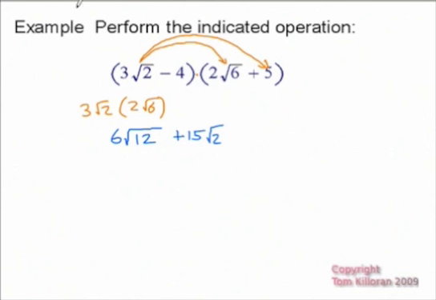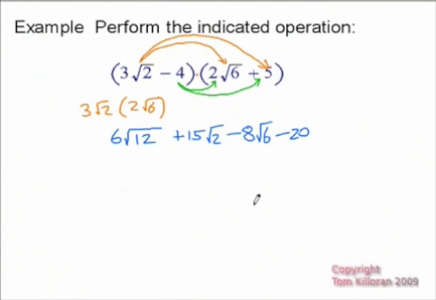The next one would be distributing the negative 4. So you're going to go negative 4 times 2 square roots of 6. Well, negative 4 times 2 is going to give you a negative 8, and then the square root of 6 kind of just hangs out as a factor next to it. Alright, and then finally we're going to have negative 4 times this positive 5 down here, and a negative times a positive is a negative, so we're going to get a negative 20.